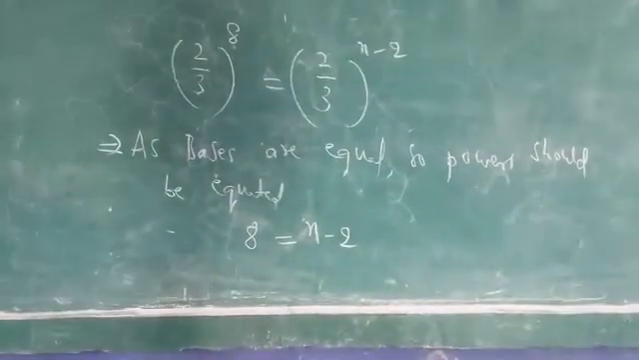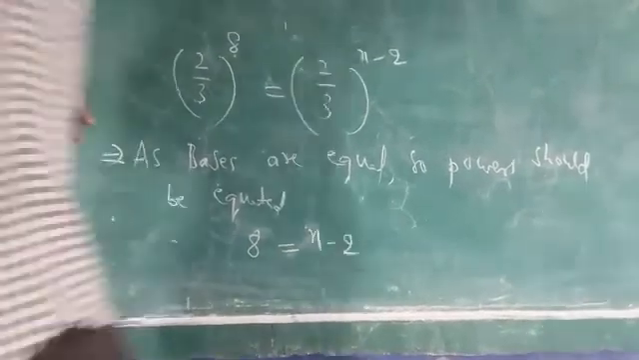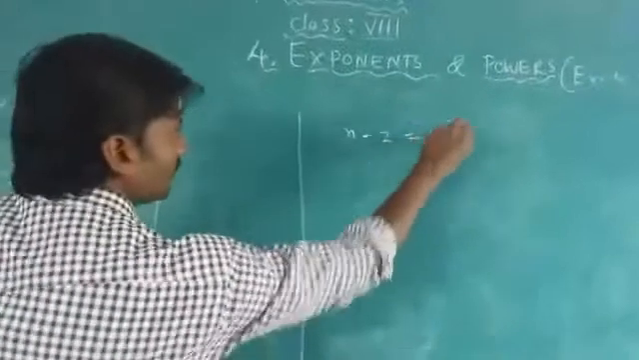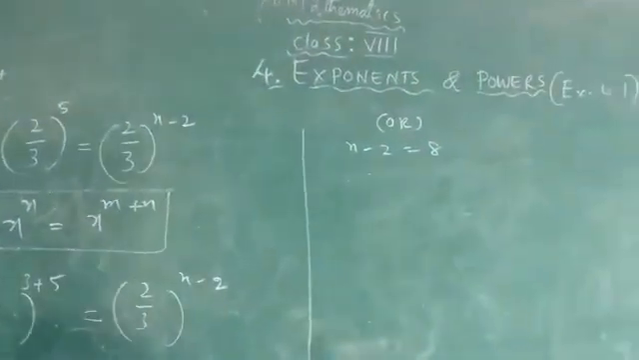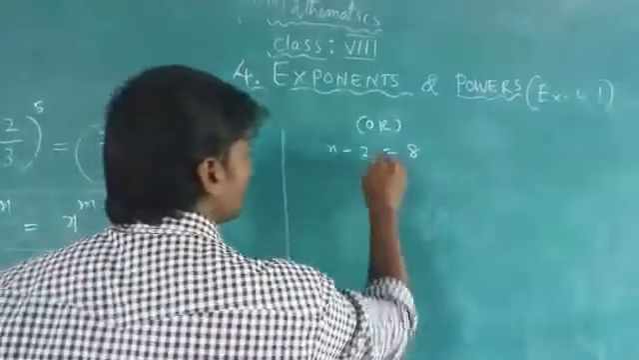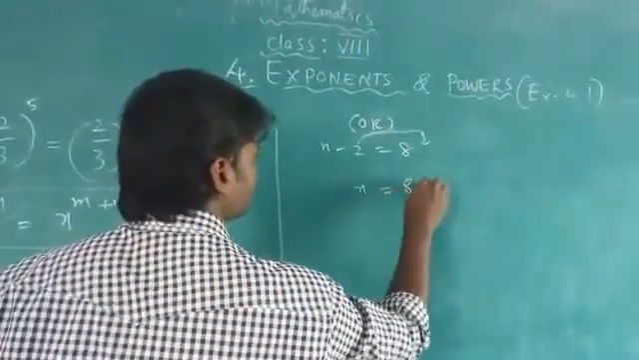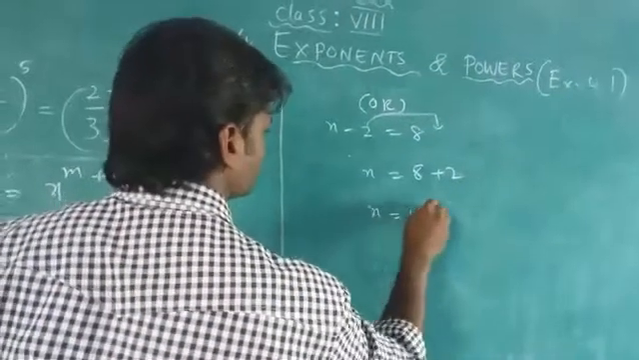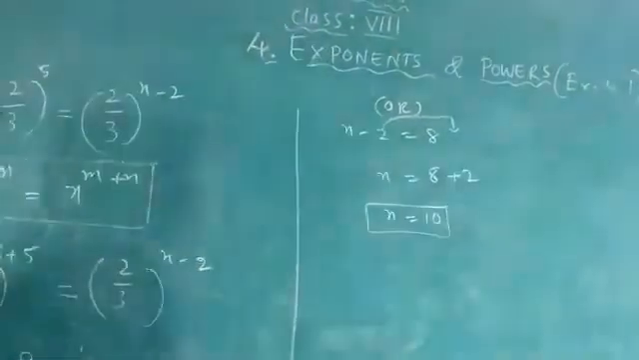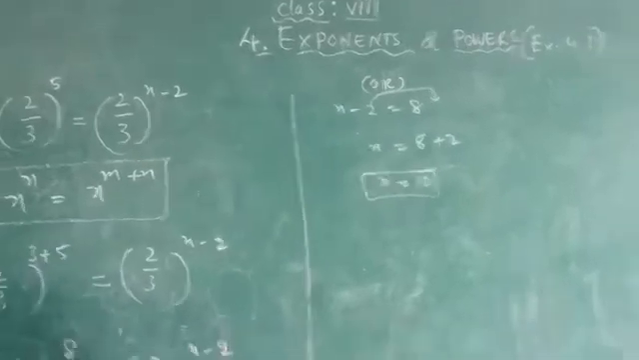Children, left hand side to right hand side, just replace like this. Means you shift LHS to RHS and RHS to LHS. Or you can write n minus 2 is equal to 8. Now transpose, very simple. Transpose minus 2, children. It becomes plus 2. The answer is 10. Okay, very simple, very easy. Try to understand. I will explain the next one also.